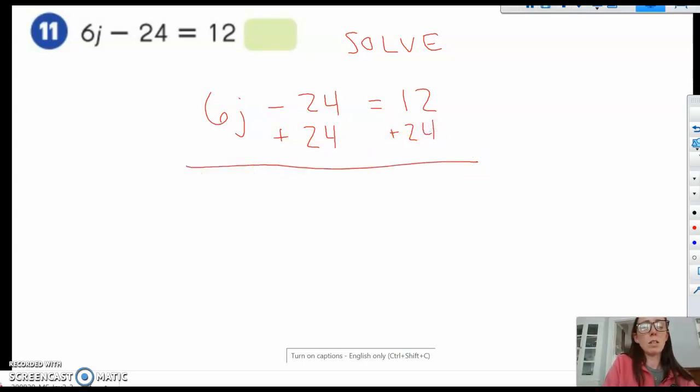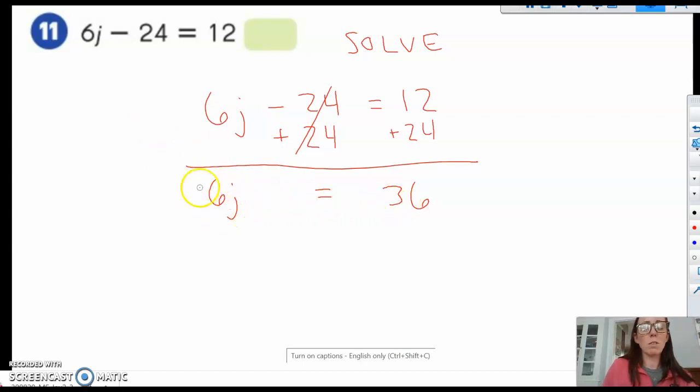Now bring everything down. So I have 6j minus 24 plus 24 cancels out. It's just 0. 12 plus 24, I get 36. So now I have 6 times j equals 36.